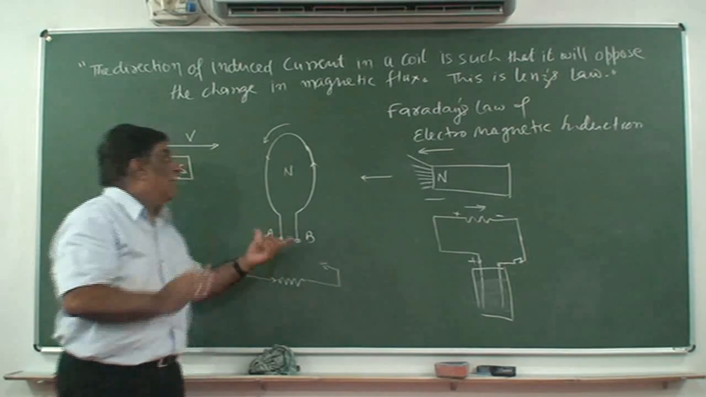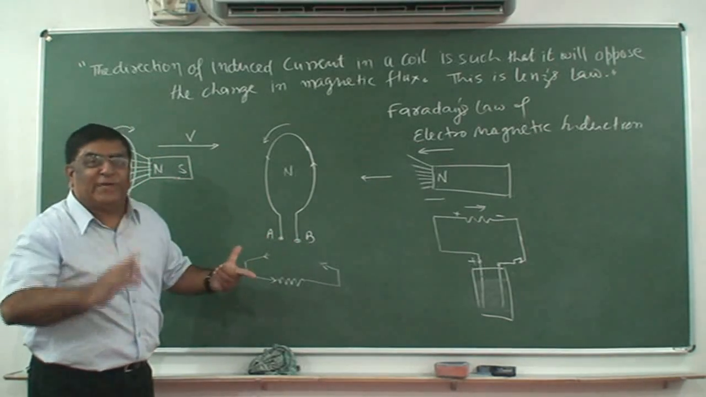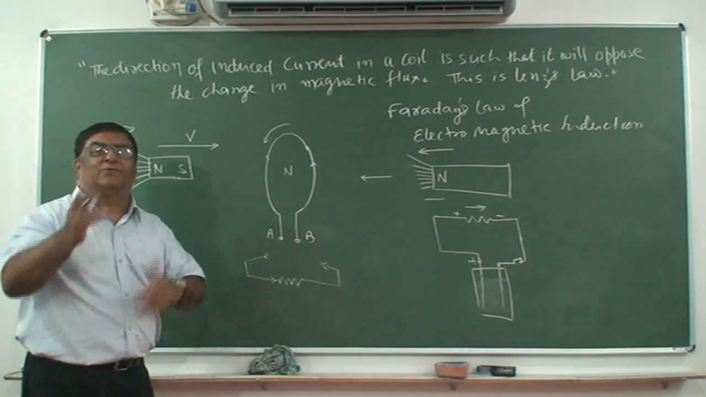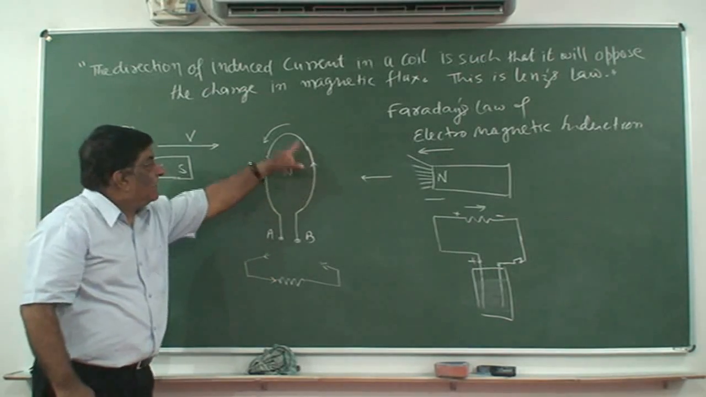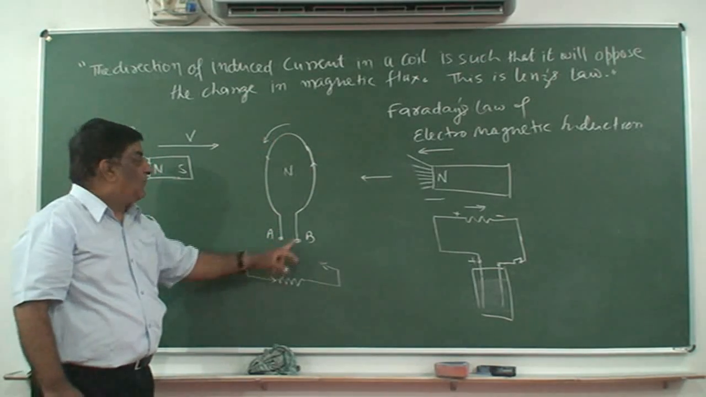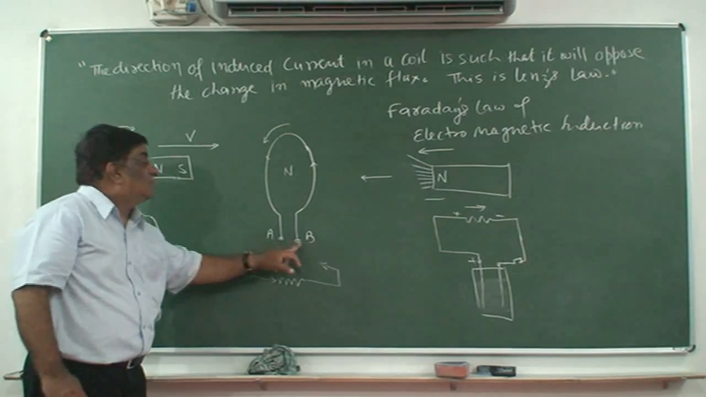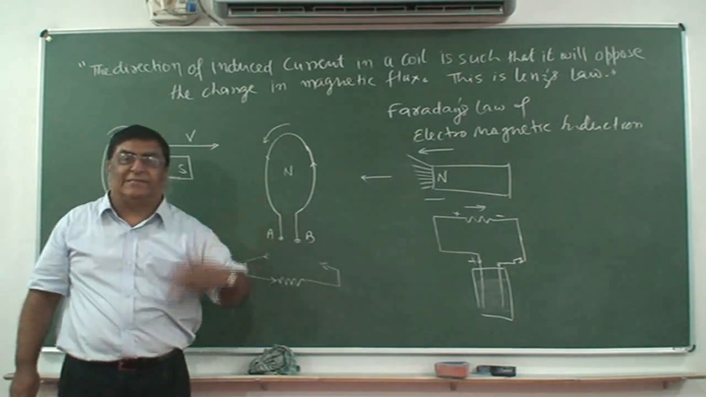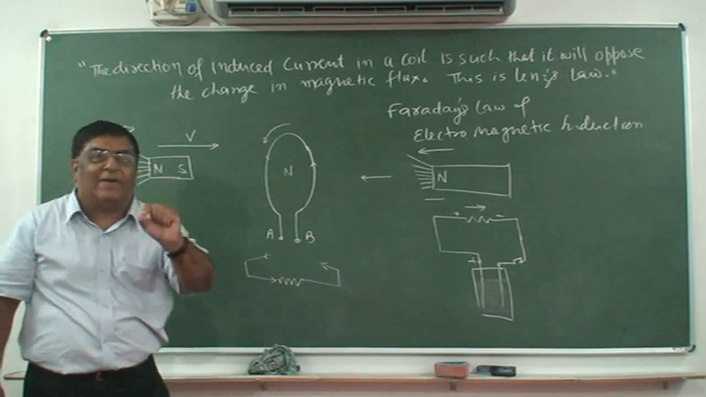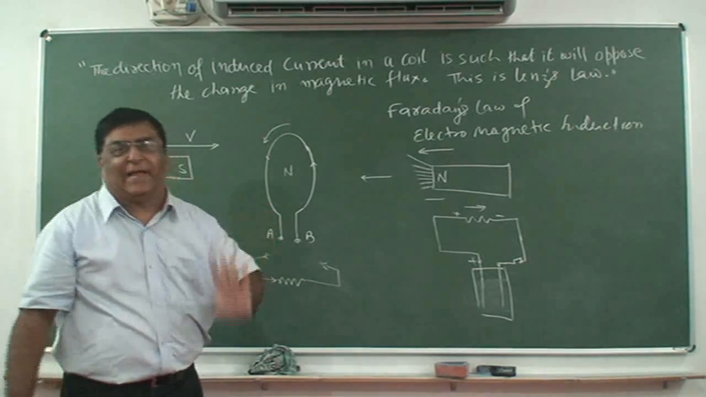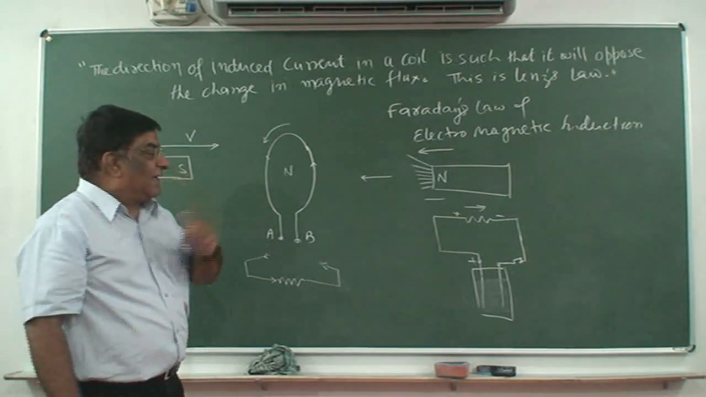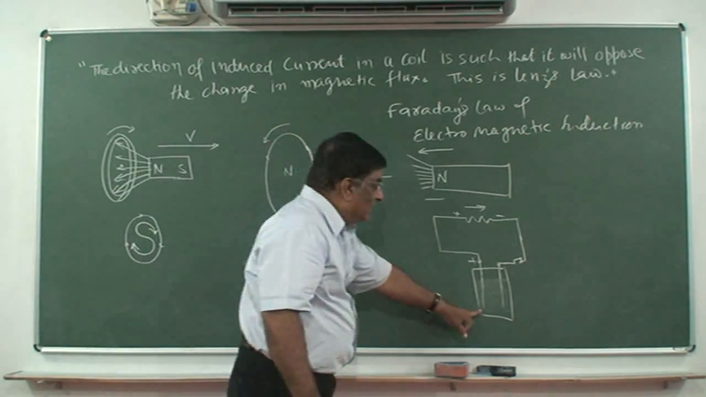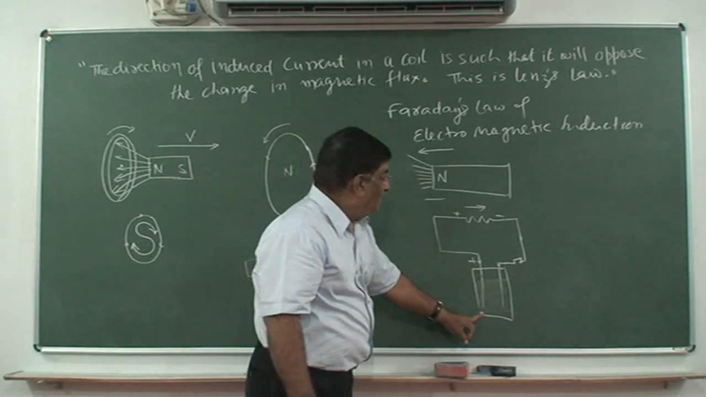Which one to call plus, which one to call minus? And what do they remember? The current flows from plus to minus, and here is the current flowing. The current is flowing from plus to minus, so B must be plus, A must be minus. And here they make the mistake. It's not like that.